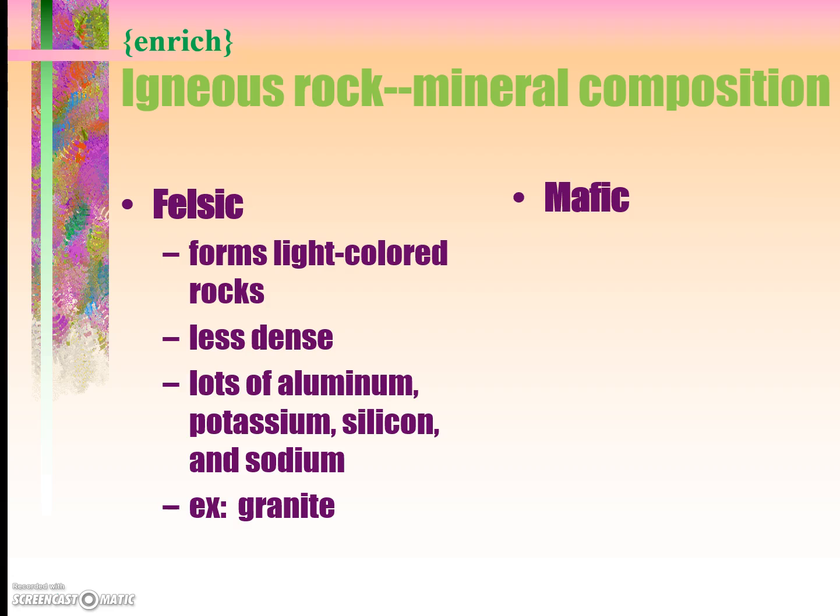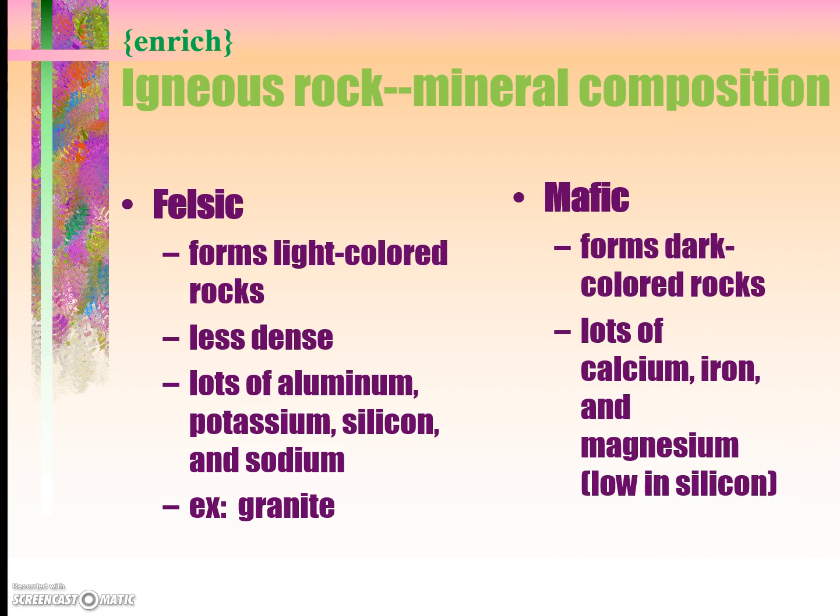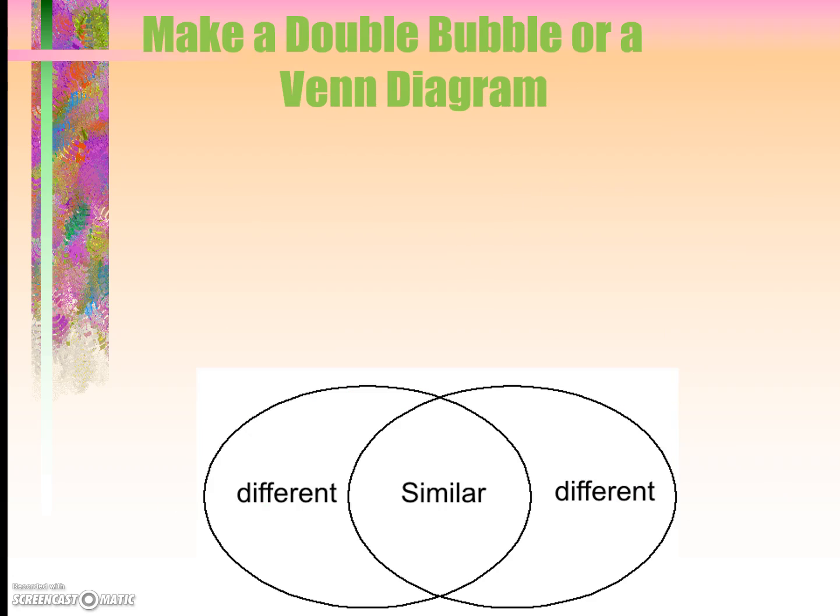You can have mafic as well, which is the dark-colored rocks. And it has a lot of calcium, iron, and magnesium, and that is actually basalt. Okay, so felsic is probably an intrusive rock, and mafic is probably an extrusive rock.